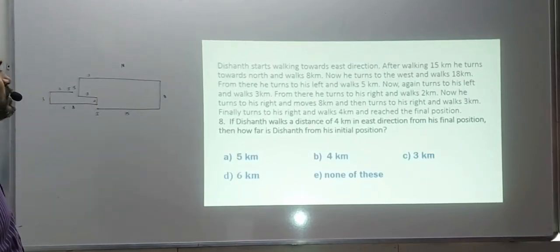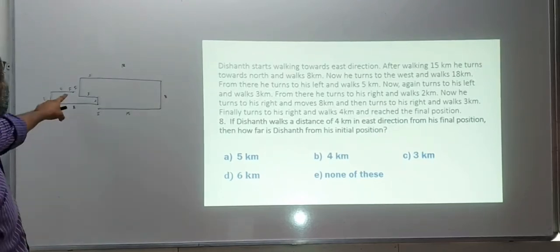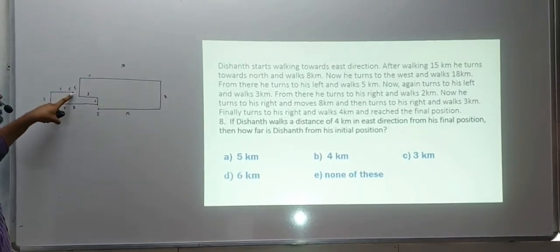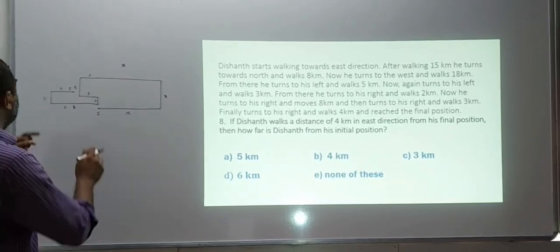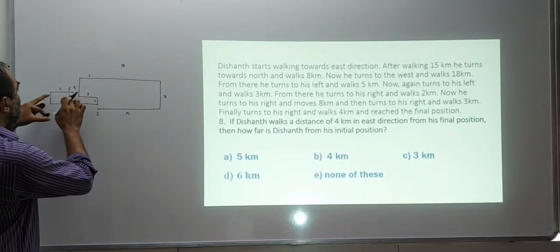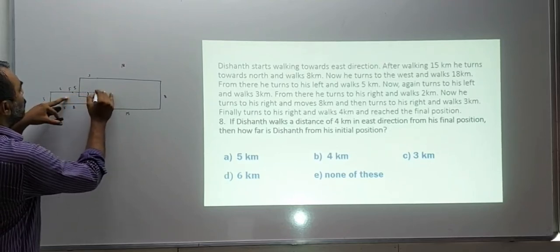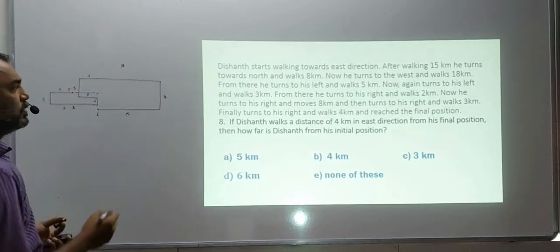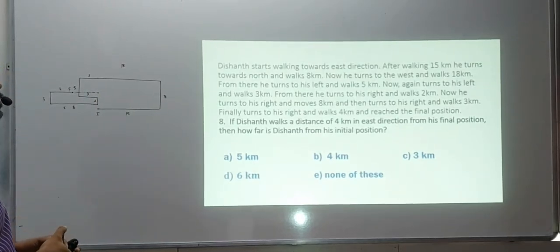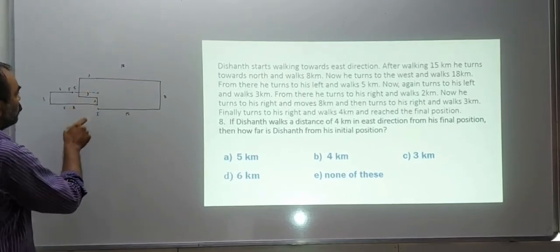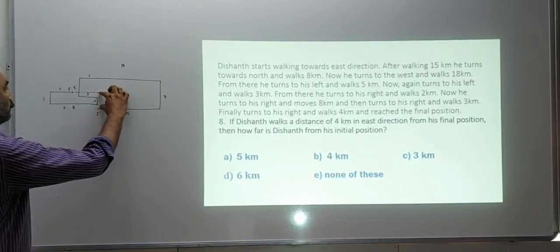If Dishan walks a distance of 4 kilometers in east direction, so after reaching here, suppose he walks 4 kilometers in the east direction from his final position. So this is the final position and is walking 4 kilometers. So this was what distance 8. Here he has covered 4. So the remaining 4 if he walks, then he will reach here. Then how far is Dishan from his initial position? So if Dishan walks like this, how far is from the original position? What is this distance we have to know?